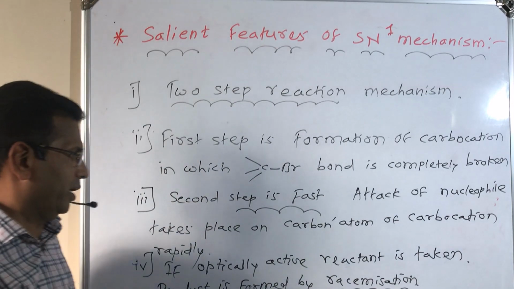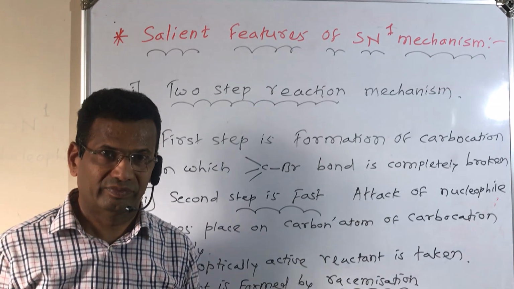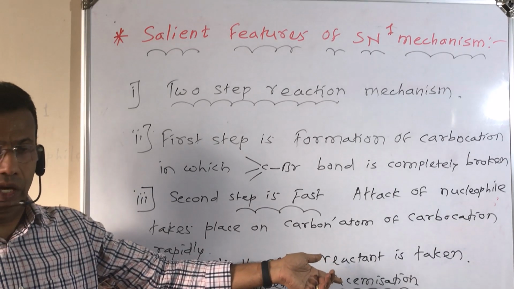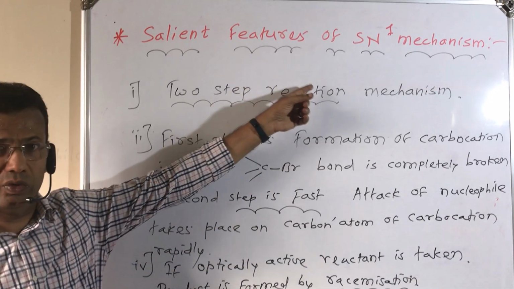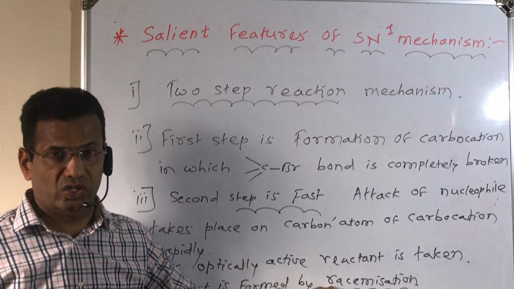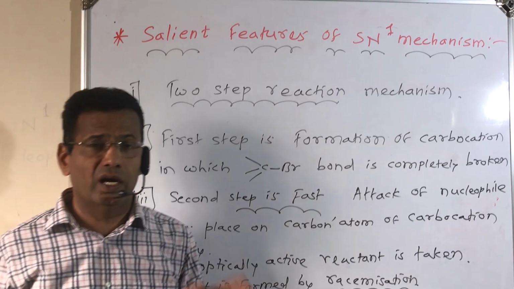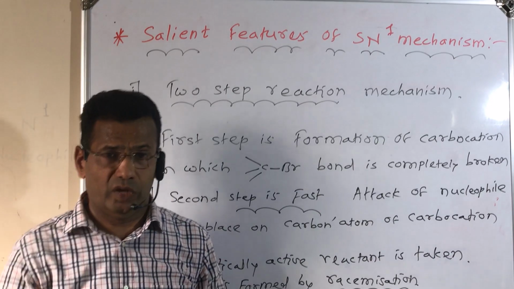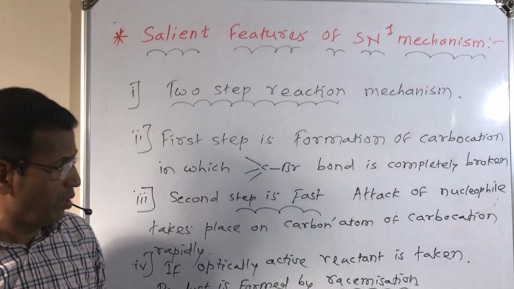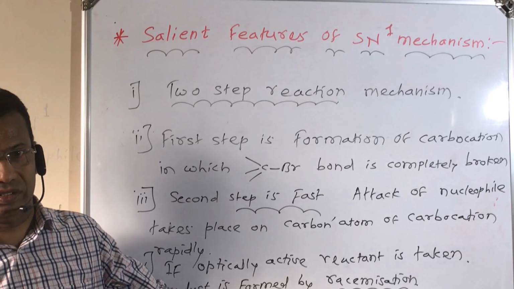Whenever the reactant is optically active, if this reactant is containing chiral carbon atom, then that molecule must be optically active. If such an optically active reactant is taken in SN1 reaction, it contains chiral carbon atom, then product is formed by racemization. That is, in second step, OH minus ion attacks on the planar trigonal carbocation from either side, either from back side or from front side. So we are getting mixture of two different products, and these products are enantiomers.